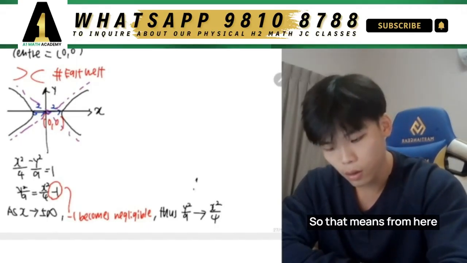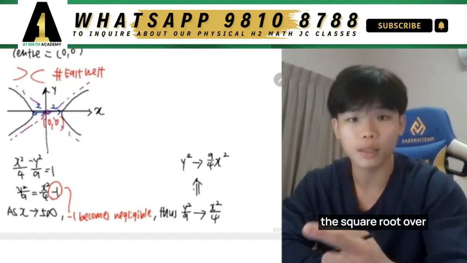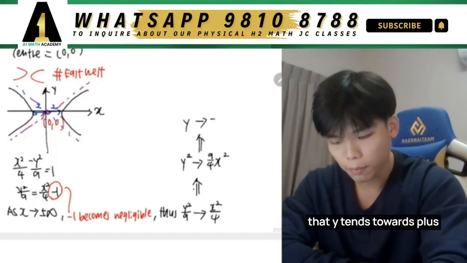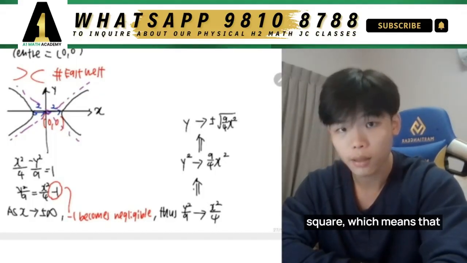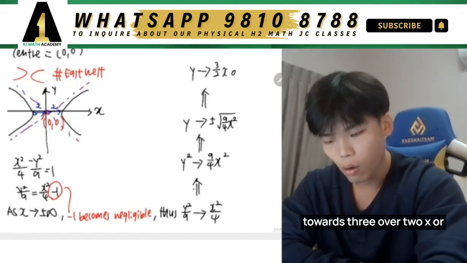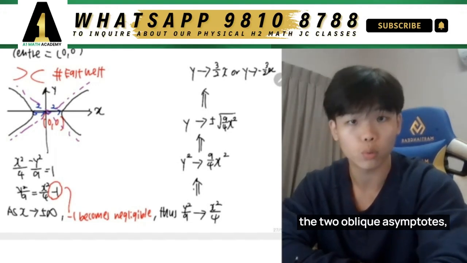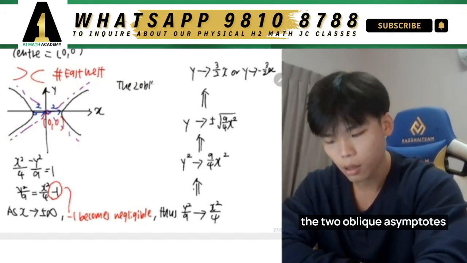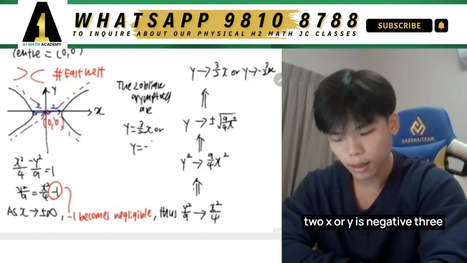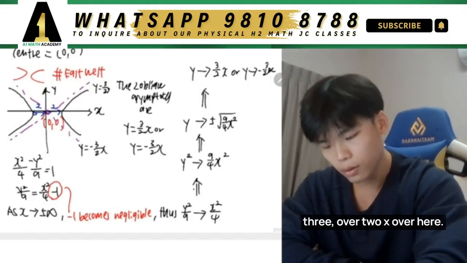So that means from here, we get that y squared will tend towards 9 over 4 x squared. And then if we bring the square root over to the other side, then over here we'll derive that y tends towards plus minus root of 9 over 4 x squared, which means that y will tend towards 3 over 2 x, or y will tend towards negative 3 over 2 x. So that's how we actually derive the two equations of the two oblique asymptotes. The two oblique asymptotes are y equals to 3 over 2 x, or y equals to negative 3 over 2 x. So here we have y equals to negative 3 over 2 x, and y equals to 3 over 2 x over here.